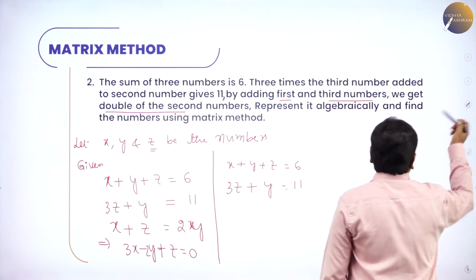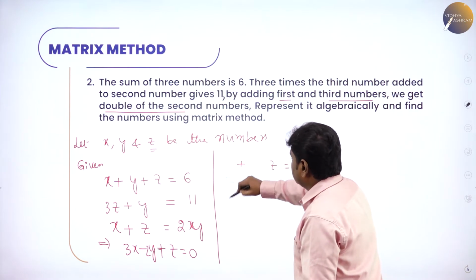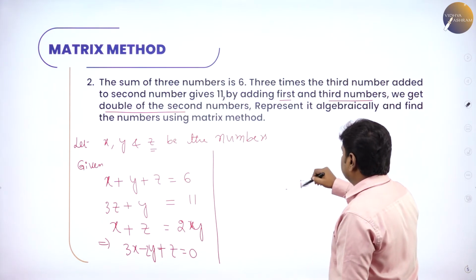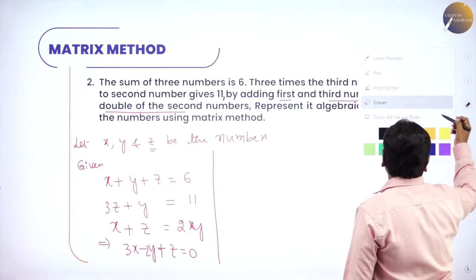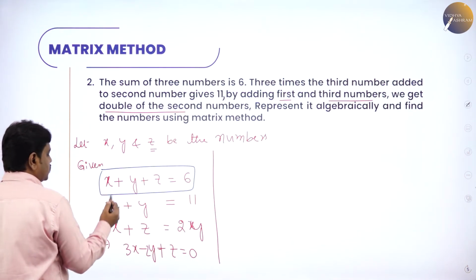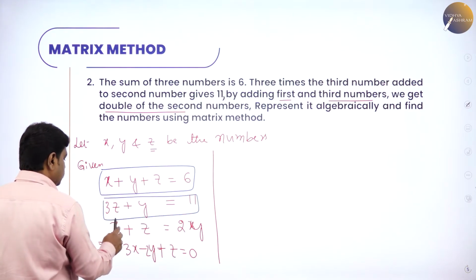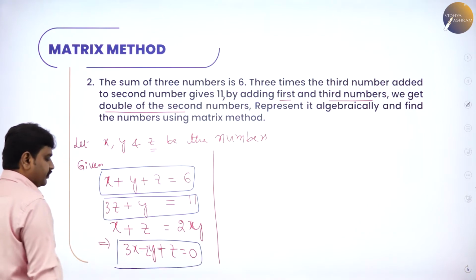So now understand, first task is they want you to represent it algebraically. We have done it. So 3 equations also we got. This is the first equation. This is the second equation. This is the third equation after rearrangement.